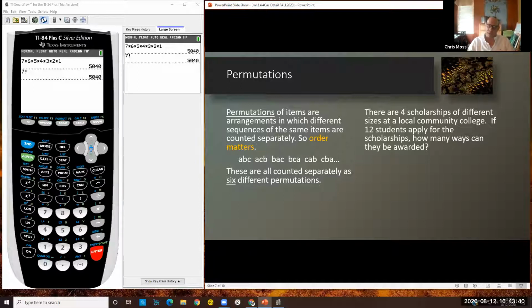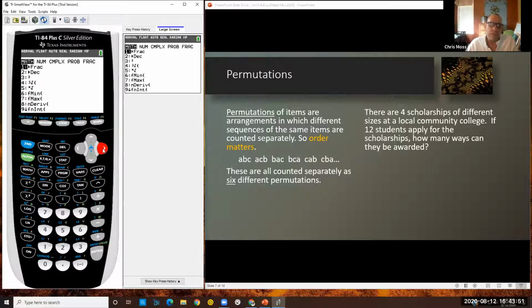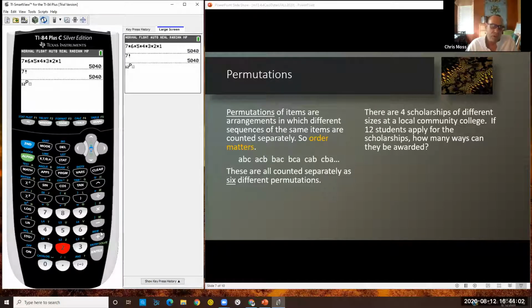So, on my calculator, let's see, I have 12 students, so I'll plug that in first. I'll go back to the math key, scroll back over to probability. I'll select number 2, permutations, nPr, P for permutations. How many permutations are we looking for? Well, 4 out of those 12. I'll hit enter, and I'll get 11,880 possible ways we might award these 4 scholarships.